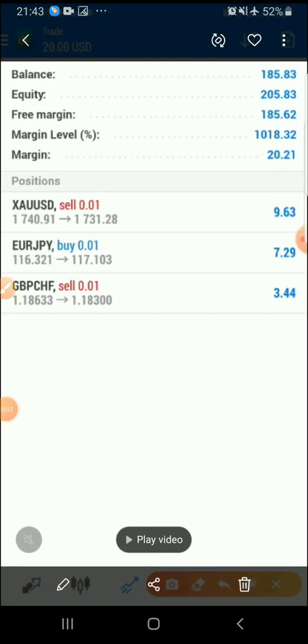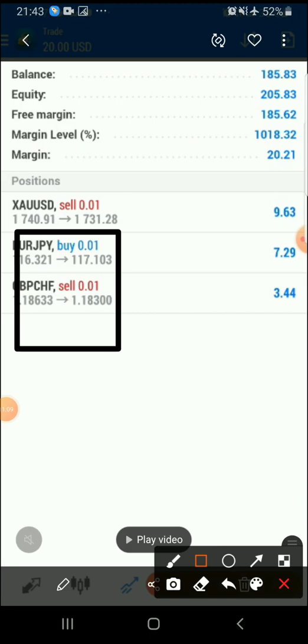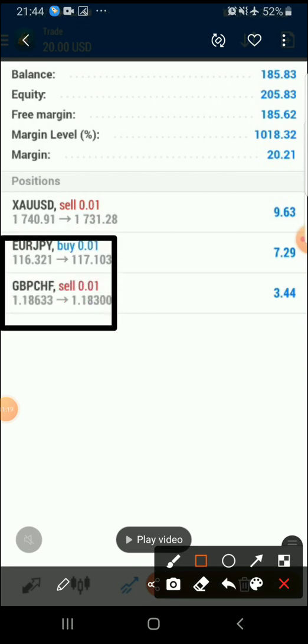Okay, good. Now I'm going to ask you to do this for me. Do this Euro JPY for me, and do this other pair, GBP, for me. Do these two for me, and let me see what you can do. Calculate the pips profits for the Euro JPY here and the pips profits for the GBP Swiss franc here.